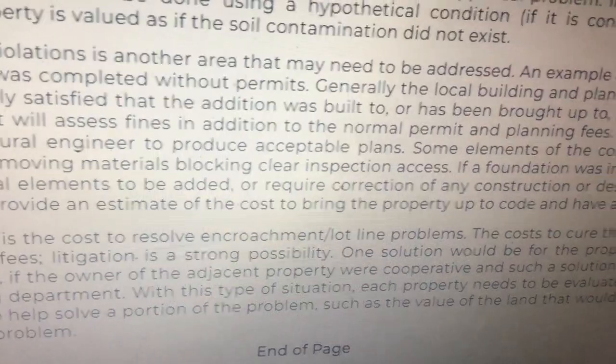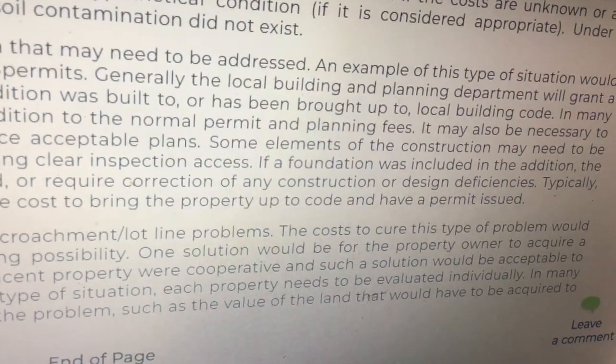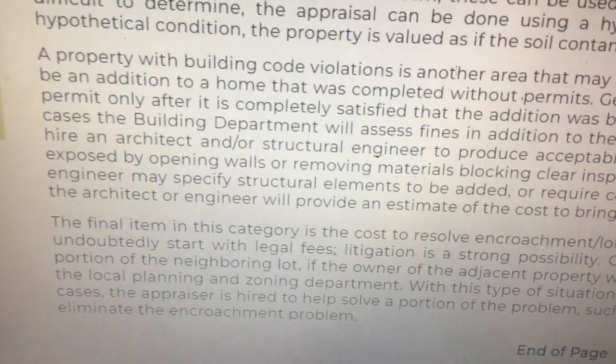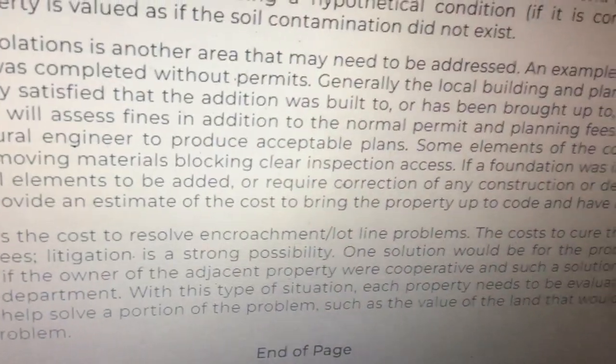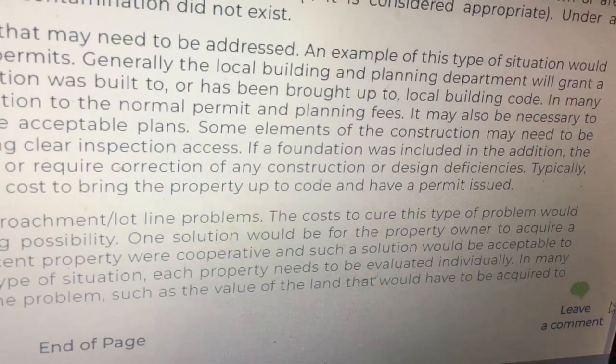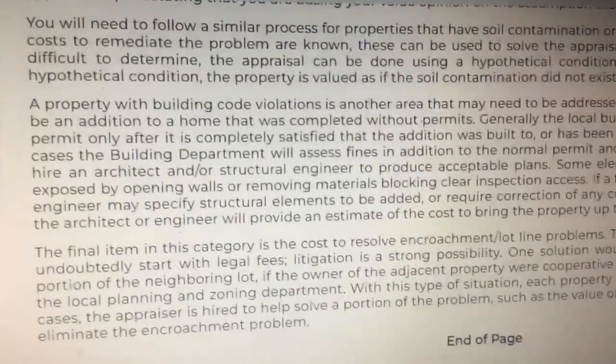With this type of situation, each property needs to be evaluated individually. In many cases, the appraiser is hired to help solve a portion of the problem, such as the value of the land that would have to be acquired to eliminate the encroachment problem. End of page.